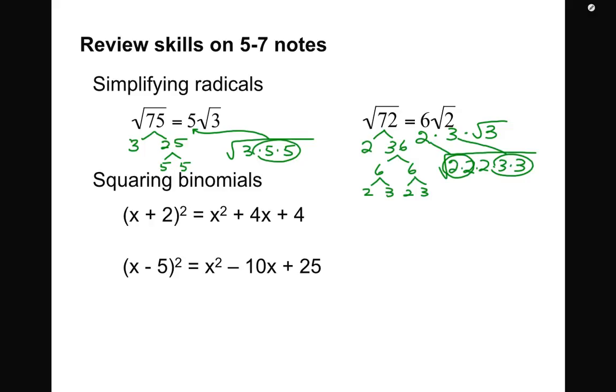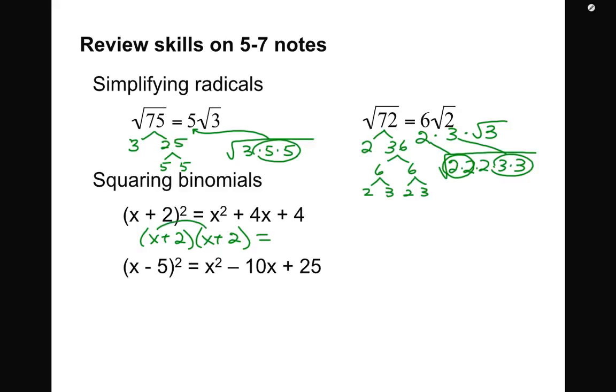Okay, squaring your binomials. This is not distributing. You cannot just take that exponent and put it on both parts. So what we have when we square it, we have x plus 2 times another x plus 2. This was called distributing or FOIL. So you can't distribute the exponent, you distribute the whole expression.